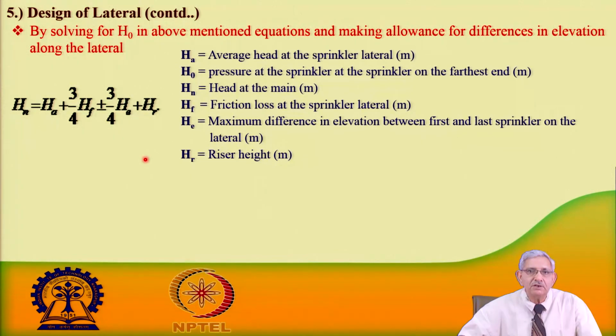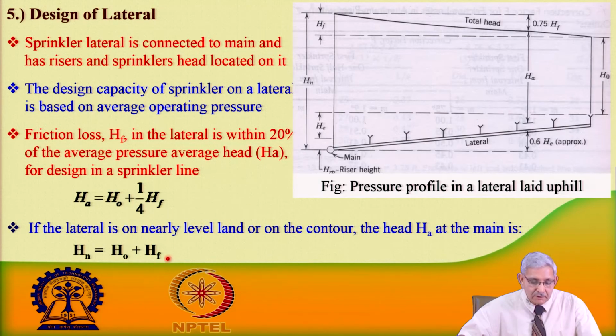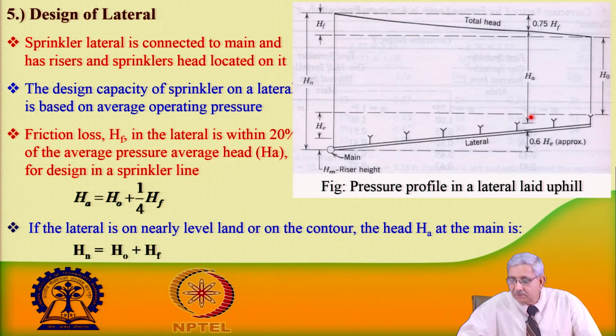So, this we will consider. Here H A means the average head at the sprinkler, H naught is the pressure at the farthest end of the sprinkler, and H n is the head at the main. H f is the head loss due to friction in the lateral, H e, as I told you, is the elevation difference, and H r is the height of the riser pipeline.